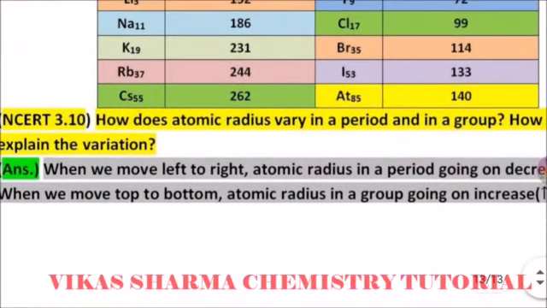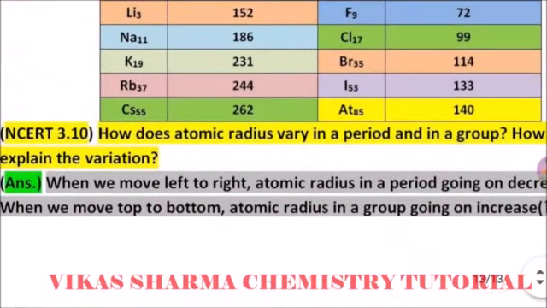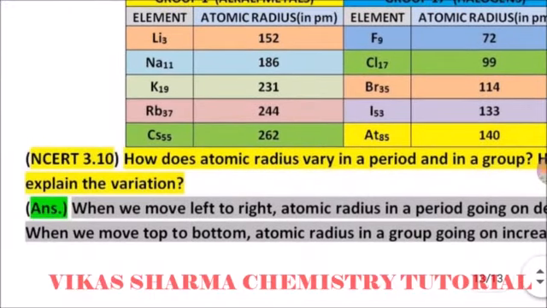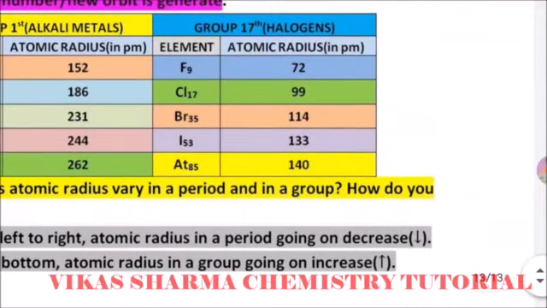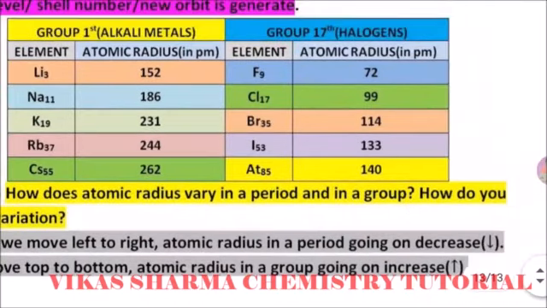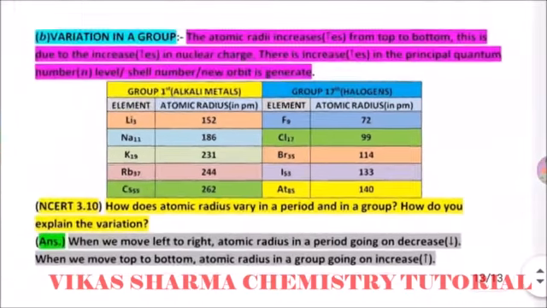NCERT question 3.10 belongs to this topic. How does atomic radius vary in a period and in a group? How do you explain the variation? When we move left to right, atomic radius in a period decreases. When we move top to bottom, atomic radius in a group increases.